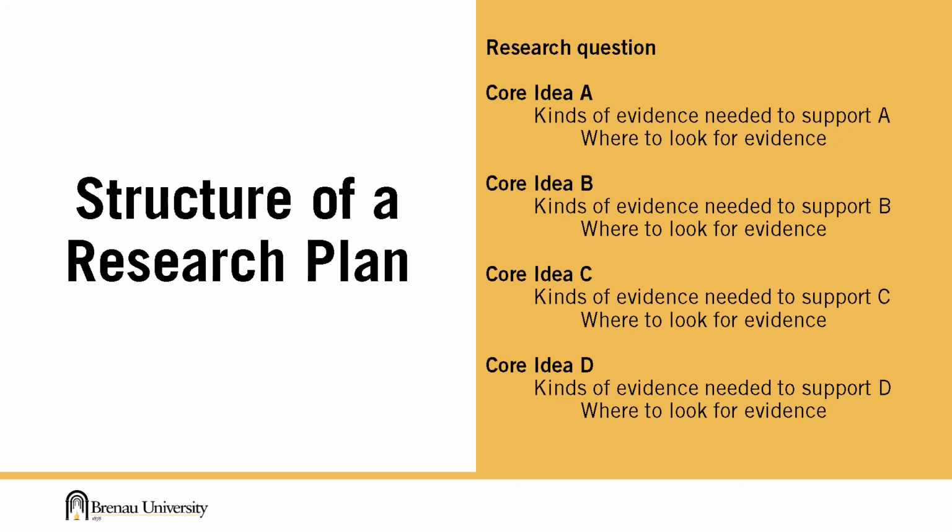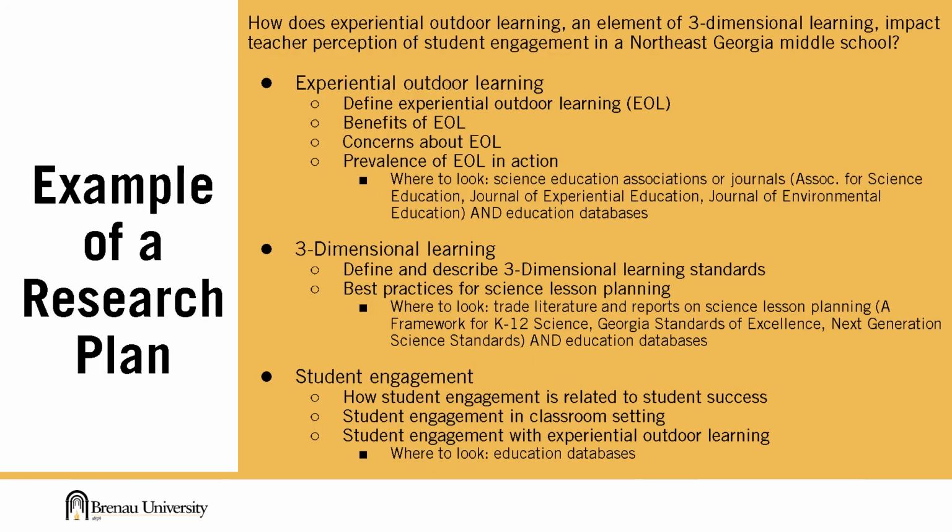When you've pulled it all together, your research plan will look something like this. You'll have a research question, then core ideas. Each core idea will list the kinds of evidence needed and where you'll look for the evidence. Here's an example of a research plan. The research question is, how does experiential outdoor learning, an element of three-dimensional learning, impact teacher perception of student engagement in a Northeast Georgia middle school?